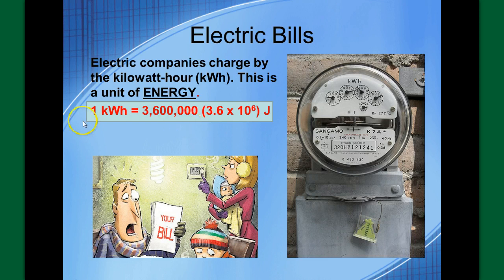1 kilowatt hour is equal to 3,600,000 joules. A joule is really a very small amount of energy. So when your bill comes, it'll tell you the number of kilowatt hours that you used this past month. That's the amount of electrical energy that you used to transfer into other usable forms.